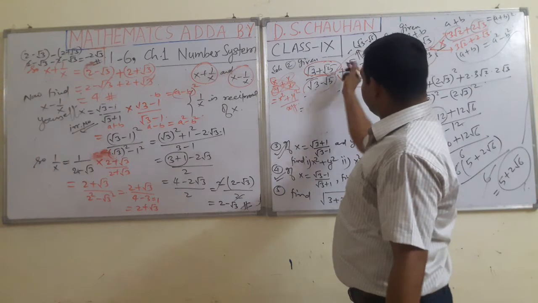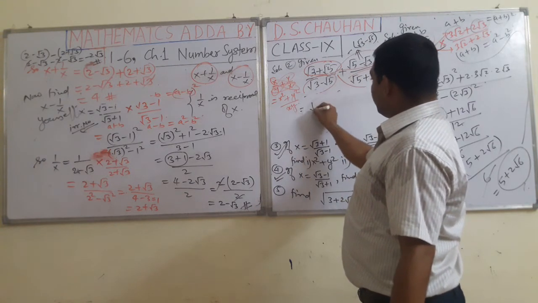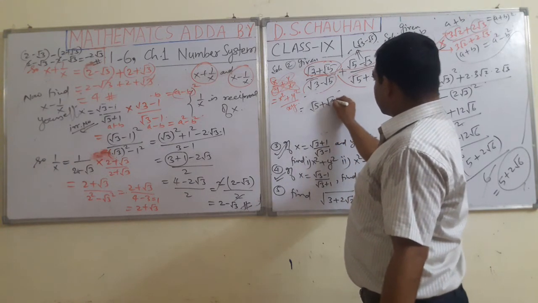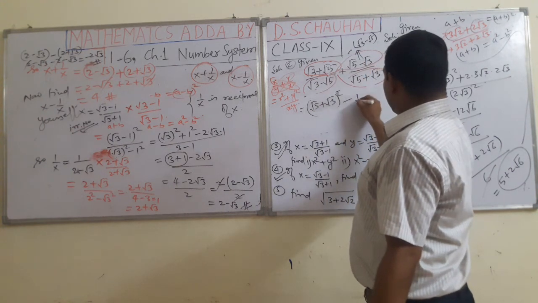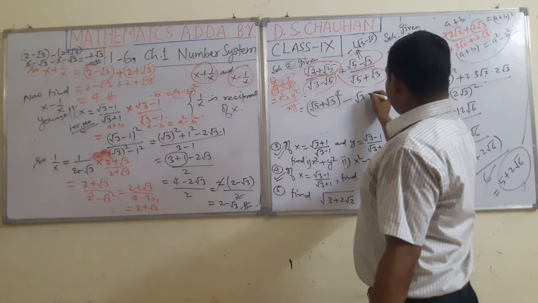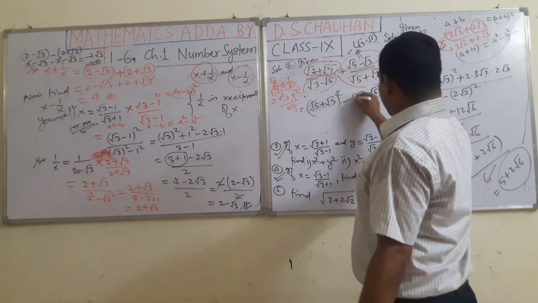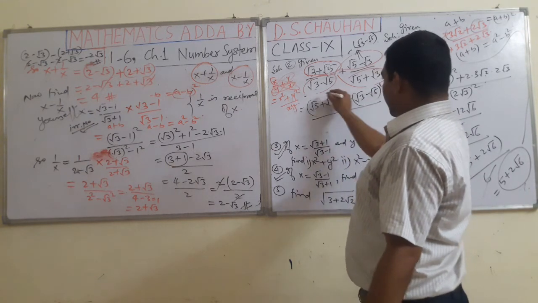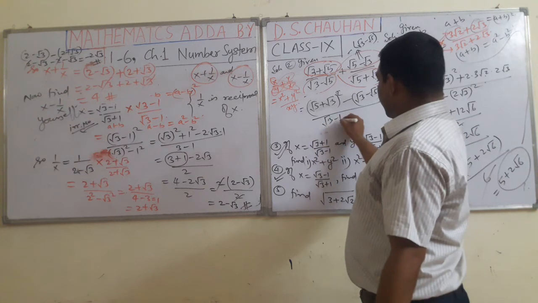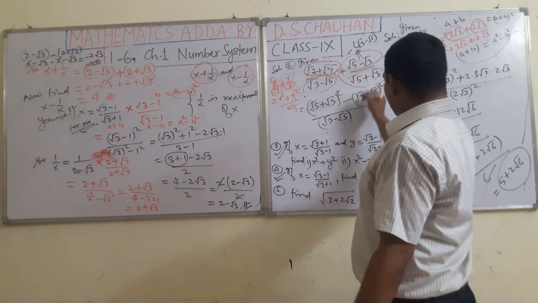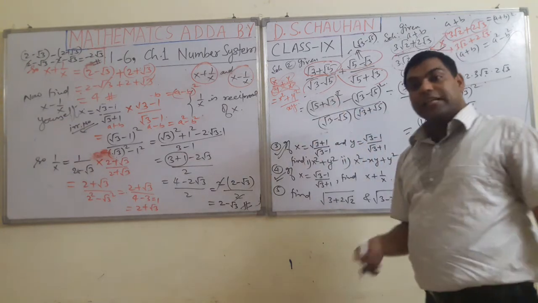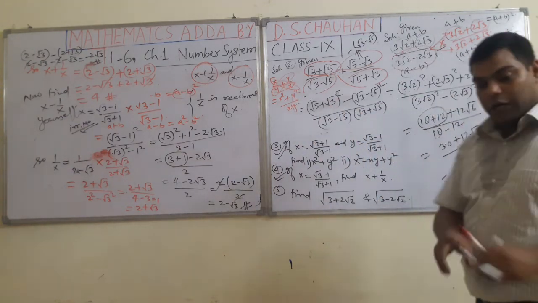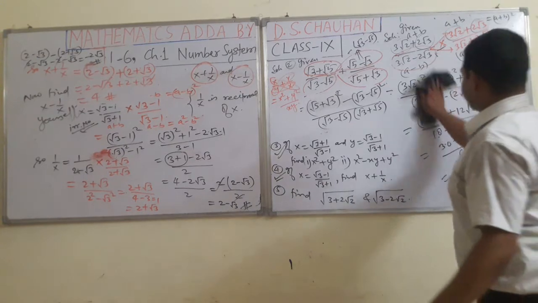So now proceed. What you will get here? This is (√5 + √3) whole square, and this is minus here, (√3 − √5) whole square, upon (√3 − √5) into (√3 + √5). Easily you can solve it. See how you can solve, I am telling you.